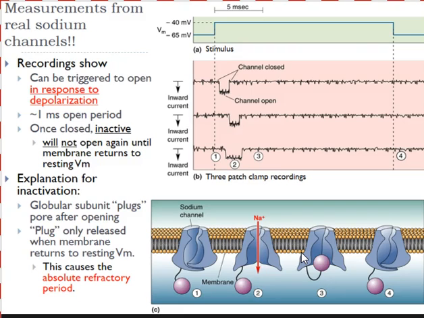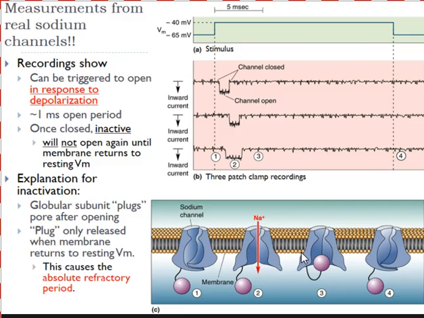When you do that, it causes the positively charged amino acids in certain subunits of this channel to shift again, which will cause the channel to change shape back into its closed conformation, and that will kick out the globular subunit. At this point, this channel is ready to open again. But it's not until you reach this point that we can open the channel again.